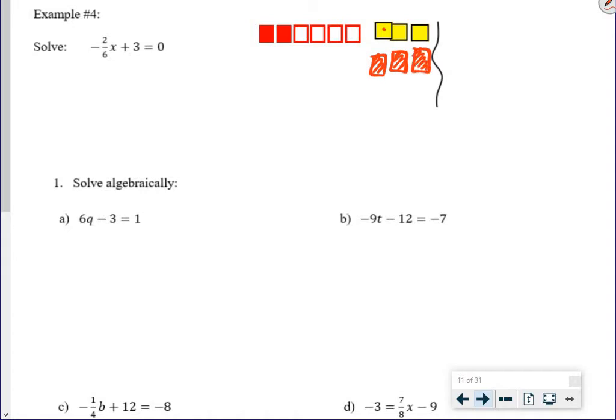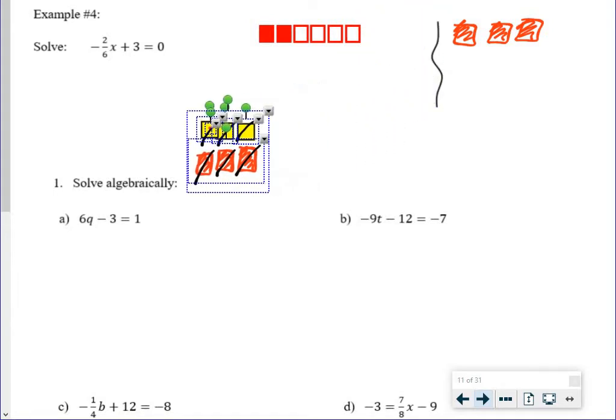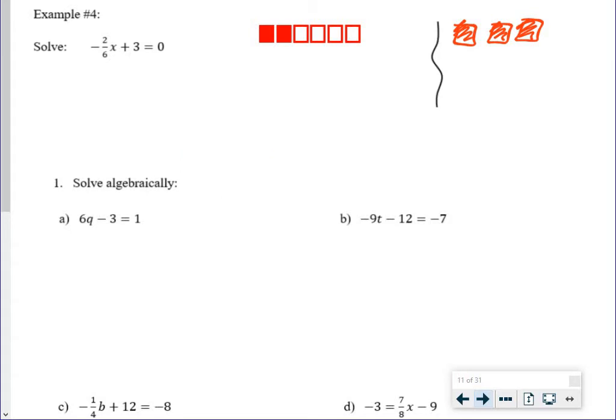But I can't just add 3 red squares on the left for free. I need to add 3 on the right as well. Now that adds to 0, that adds to 0, and that adds to 0. So I can just get rid of those. I'll clear those out of the way. And now I have 2 out of 6x is equal to 3.